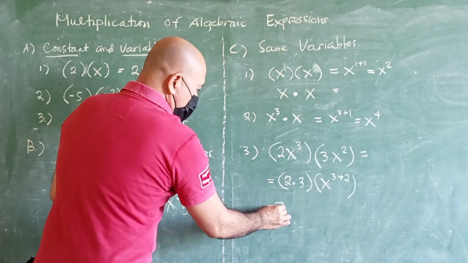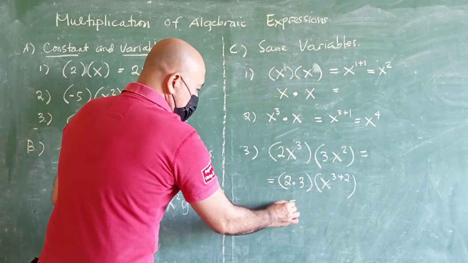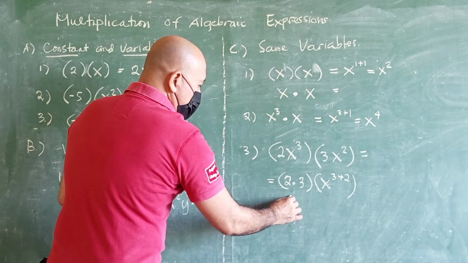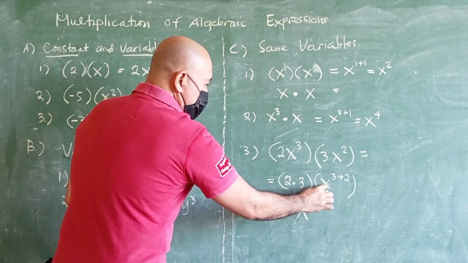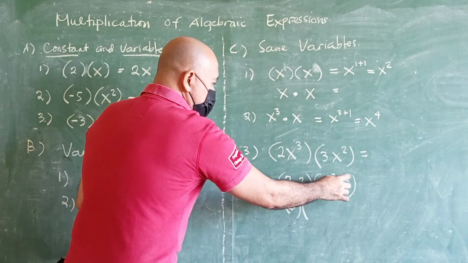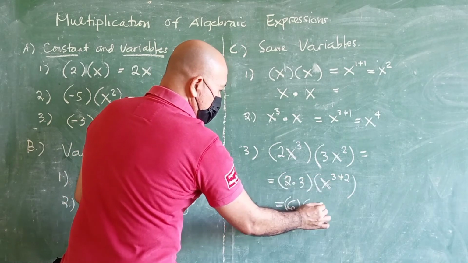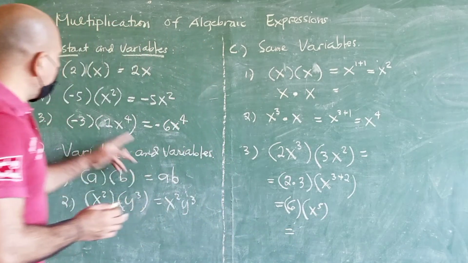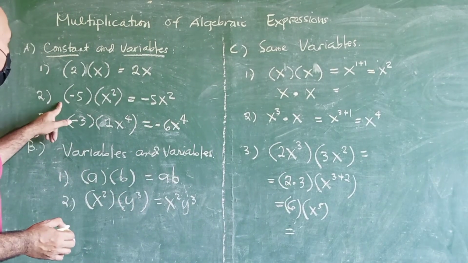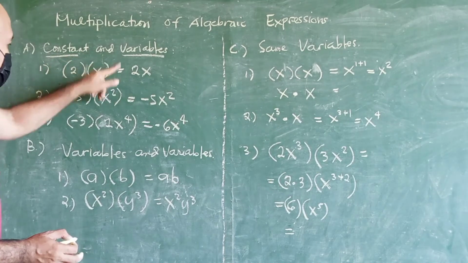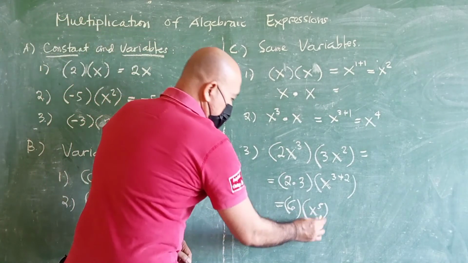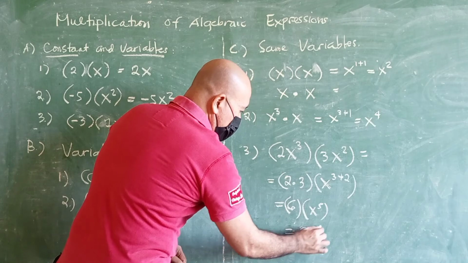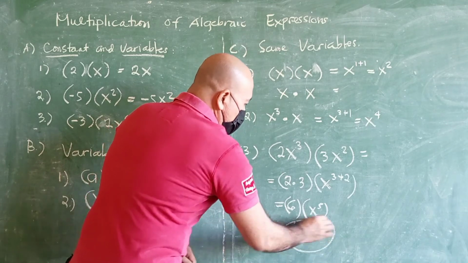So 2 times 3 is 6, and then times x raised to the power of 3 plus 2, that is x raised to the power of 5. And then you go back to the first one, which is multiplying constant and variables. The result is to copy them together, that is 6x raised to the power of 5.